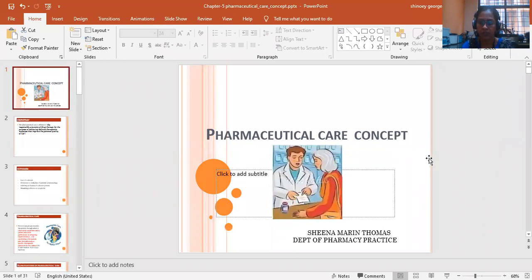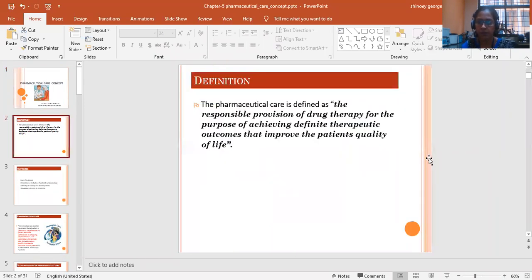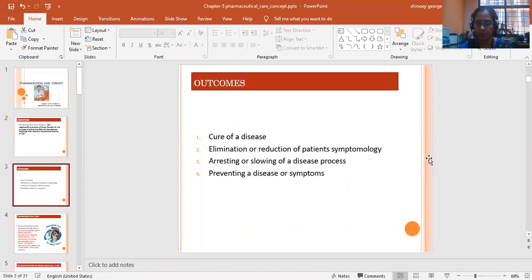So this is the pharmaceutical care concept. First of all, I would like to start with the definition of pharmaceutical care. It is nothing but the responsible provision of drug therapy for the purpose of achieving a therapeutic outcome for the patient, which ultimately helps in improving the quality of life of the patient.